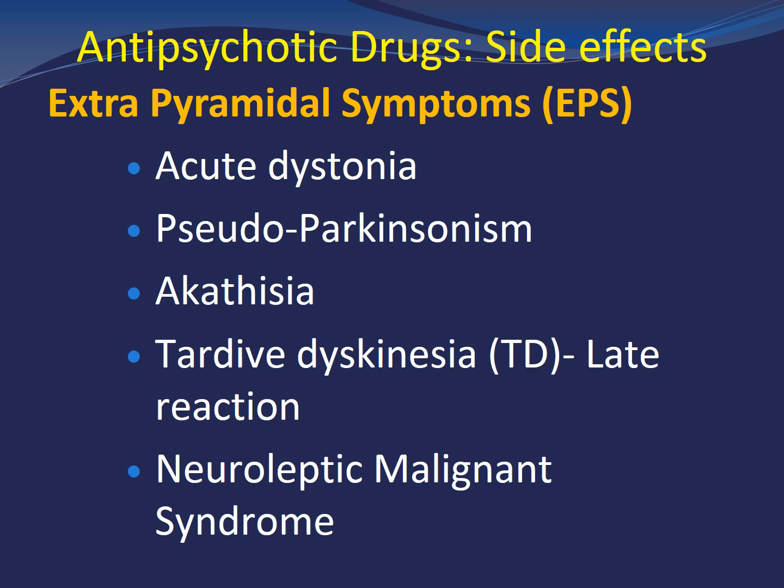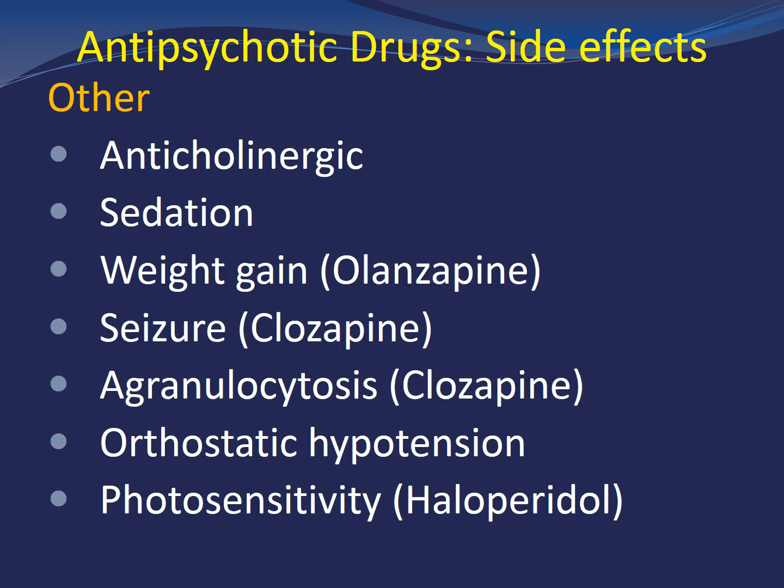Now, extrapyramidal symptoms as a side effect of antipsychotic drugs includes acute dystonia, pseudo-Parkinsonism, akathisia, tardive dyskinesia as a late reaction, then neuroleptic malignant syndrome. Other side effects include anticholinergic side effects, sedation, weight gain, seizure, agranulocytosis, orthostatic hypotension, and photosensitivity.